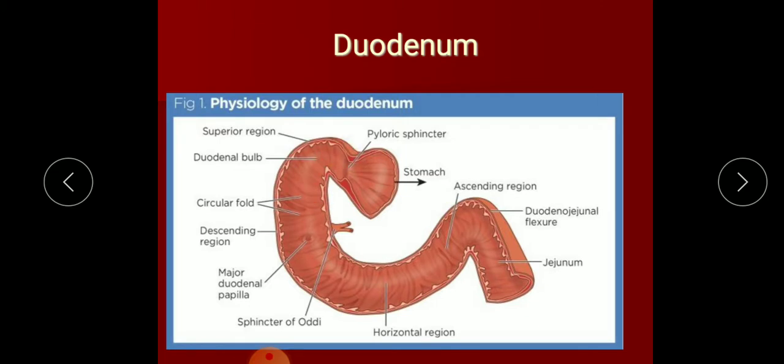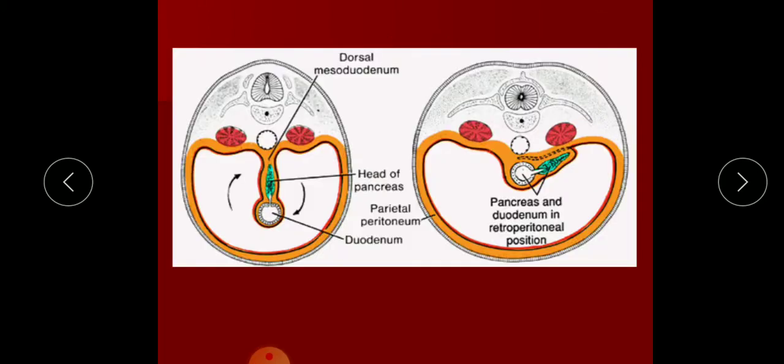The rest of the second part, the third part and the fourth part are derived from the midgut. So since duodenum is derived both from foregut as well as the midgut, you find arteries of foregut as well as the arteries of midgut supplying it. That is a peculiarity of duodenum. Now, this is the duodenum. The duodenum will be suspended to the posterior abdominal wall by the mesoduodenum.